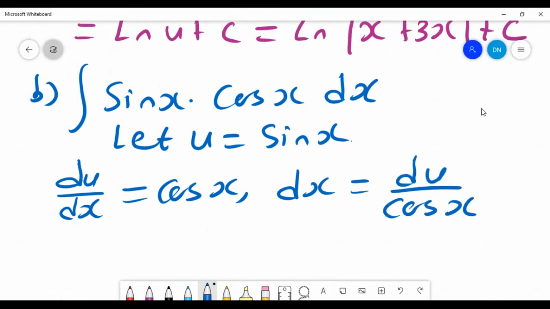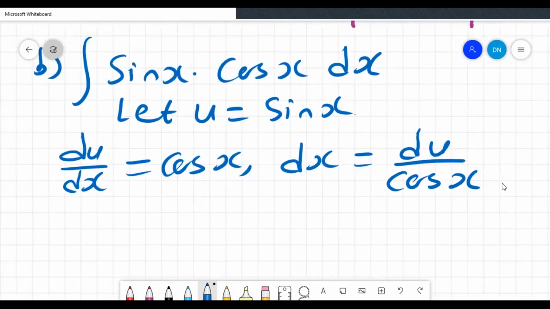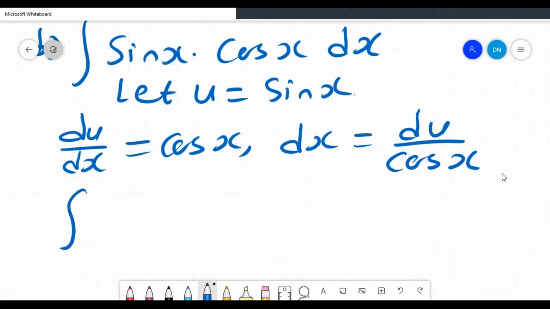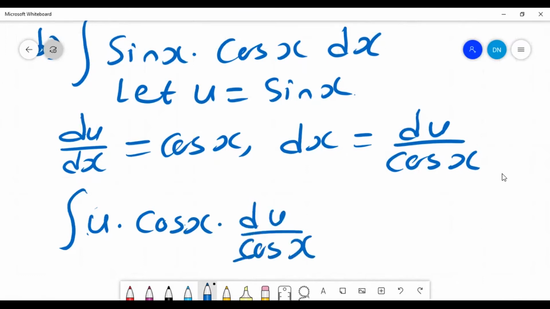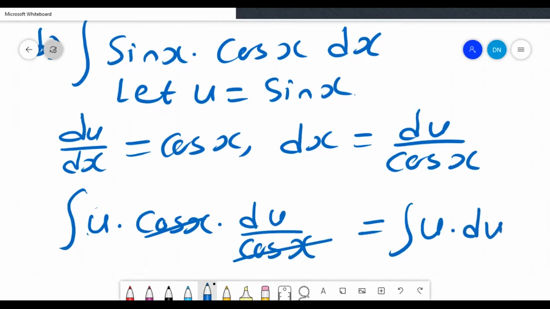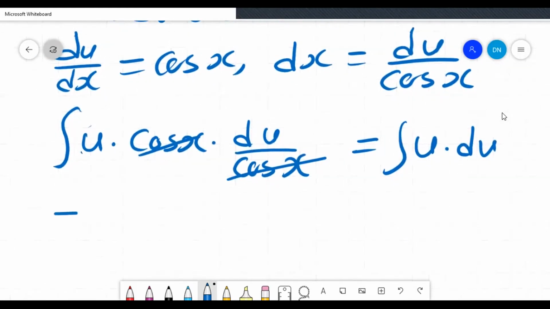Now, let me go back to the function and write it down. So I substitute back. Instead of writing sine x, I'm going to write u. And then I'm going to put cos x. Instead of dx, I write du over cos x. And again, those two cancel. And I'll be left with the integral of u du. And what does that give me? That goes up to u squared over 2 plus c.